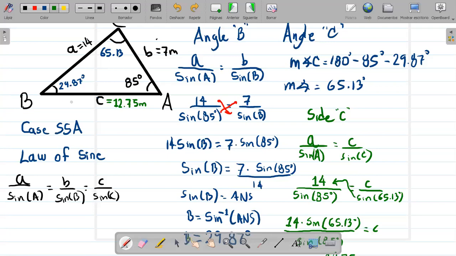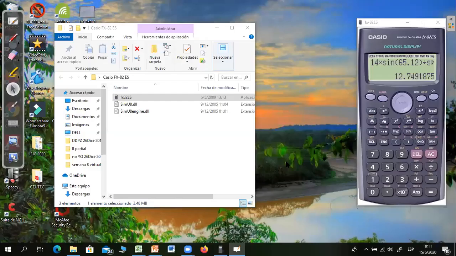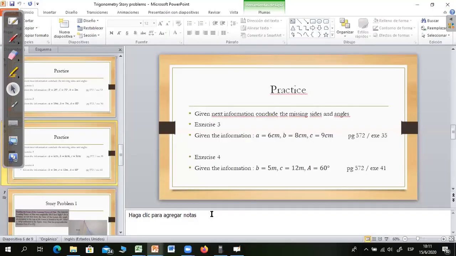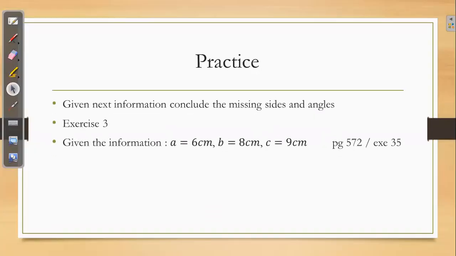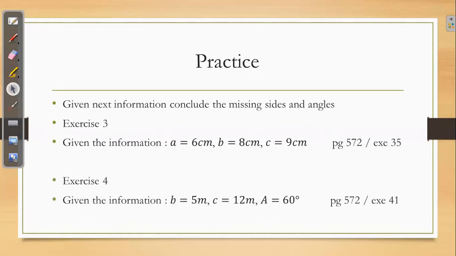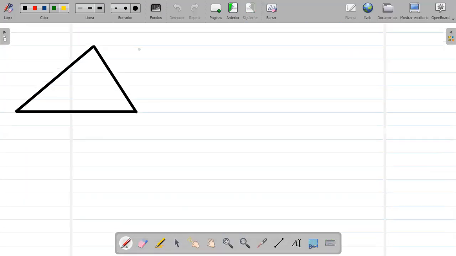Okay, if there's no question, let's go to the next exercise. We're going to try the next one. Let's clean this. Well, the next exercise is going to be that one, which is exercise 3. We're going to see that one is a little bit interesting because here we work with something different. We solved two exercises right now with the law of sine, the last ones. But we're going to concentrate on this one.